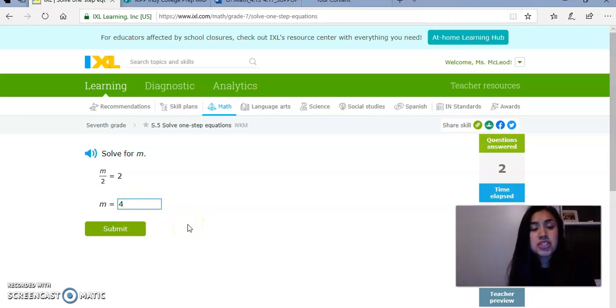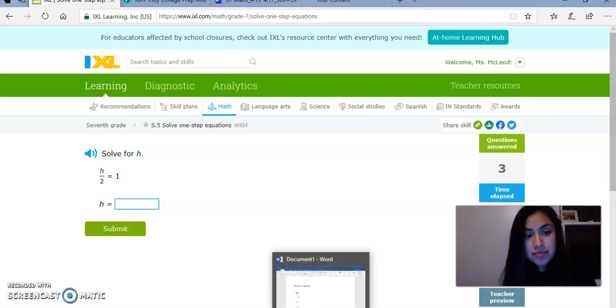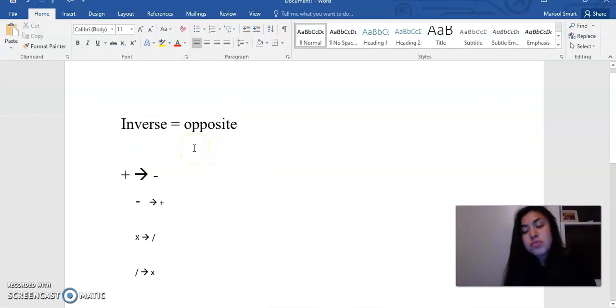Okay, I want to triple check to see if my answer is correct. So I'm going to substitute 4 for m. 4 divided by 2 is 2. And 2 is equal to 2, which makes my solution correct. So as we work through these, we need to remember inverse, which means the opposite. So we have to do inverse operations to solve for the variable.